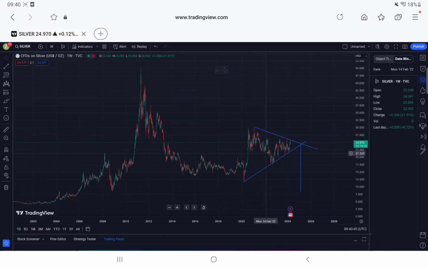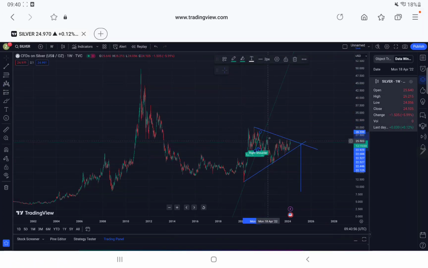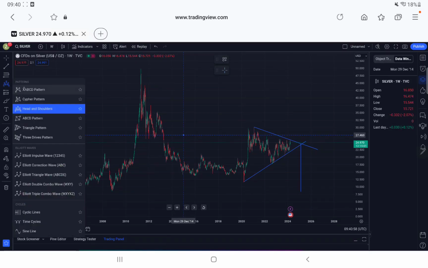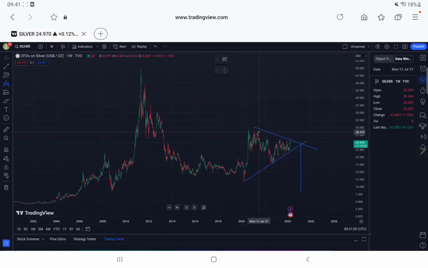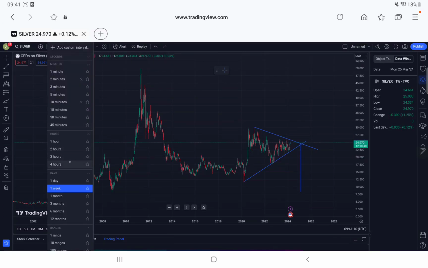Since there is an inverse head and shoulders. So this is a symmetrical triangle, obviously, but we also do have an inverse head and shoulders inside this pattern, too. As you can see here. That was a bad line. Let's get rid of that. That is also an inverse head and shoulders in this. So it could be a sign that we do actually trend higher. That is horribly drawn. Let's go back on the daily and we'll draw on the daily.